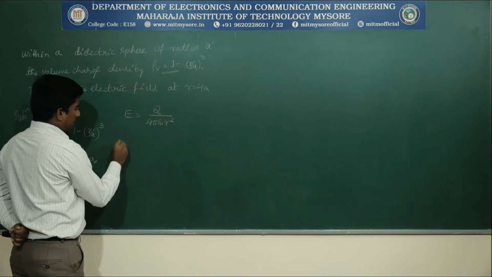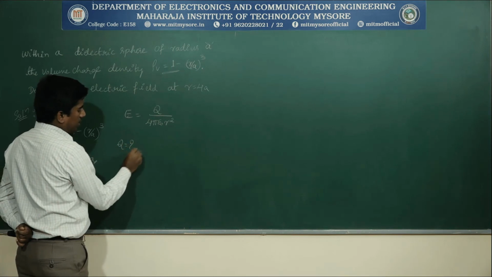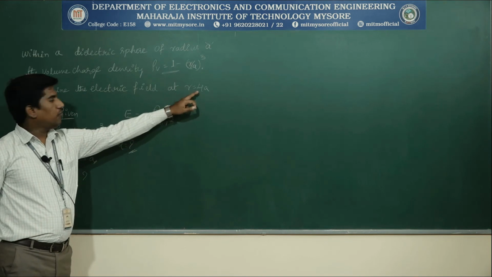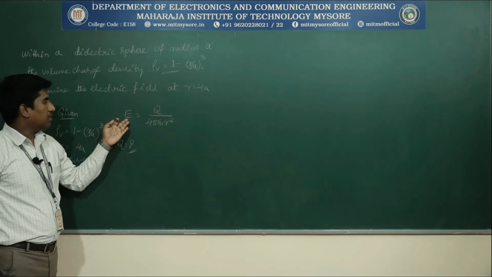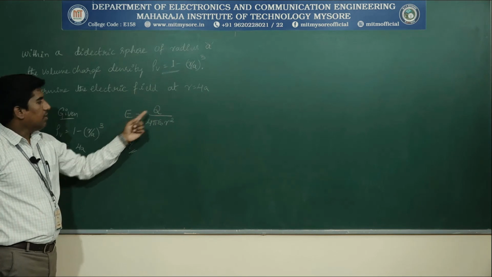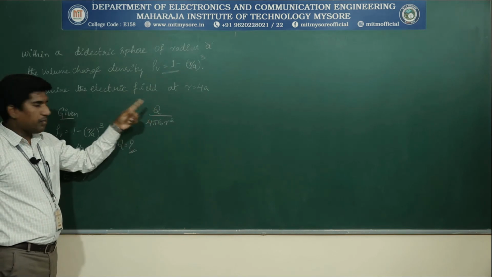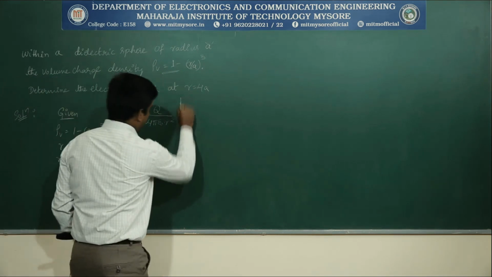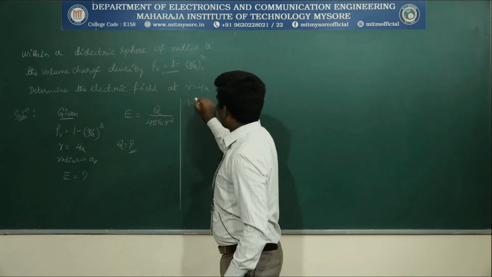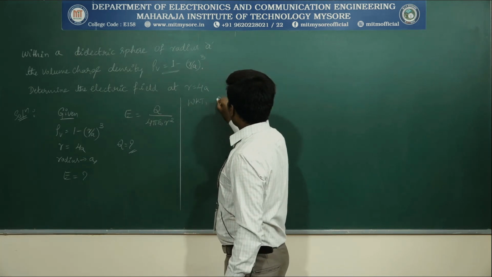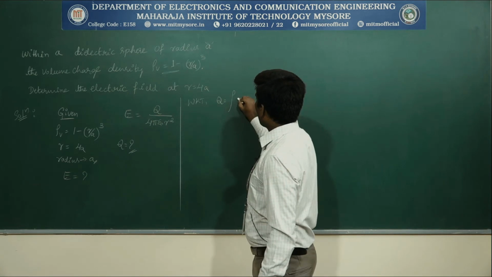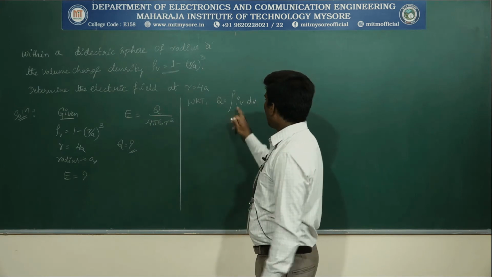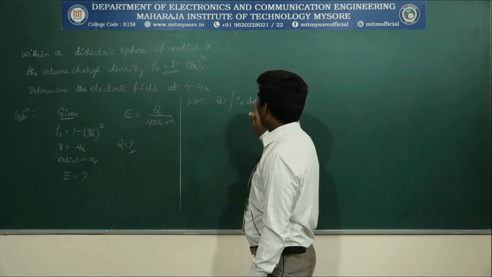So Q is the unknown quantity, so we need to calculate Q. Because R is known, R is equal to 4A. At 4A, we need to calculate electric field intensity. In order to calculate electric field, Q should be known. So, the first agenda of this problem is calculation of Q. We know that Q is equal to integral of rho v into dv, right? Integral of rho v into dv.